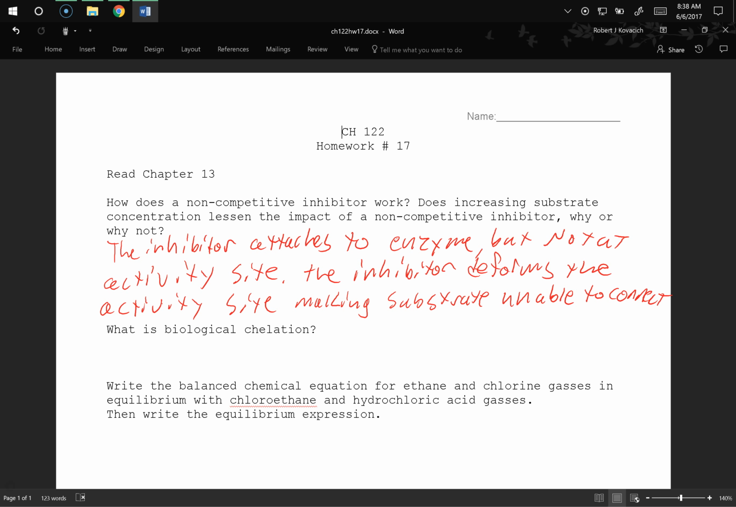What about that? The inhibitor attaches to the enzyme but not at the active site. The inhibitor deforms the active site, making the substrate unable to connect. So now the reaction can't happen.